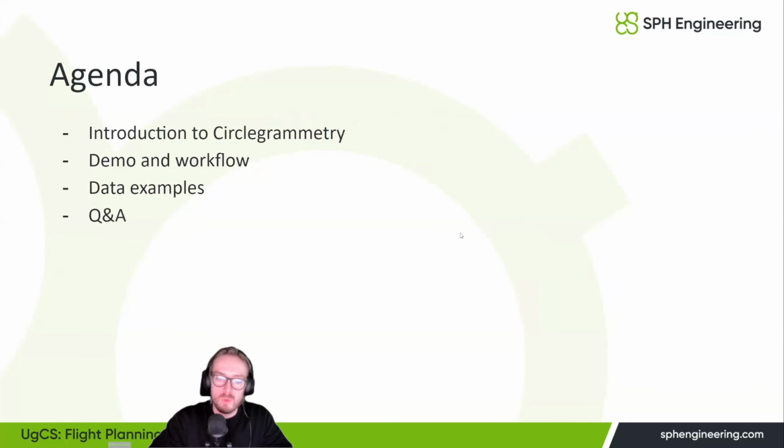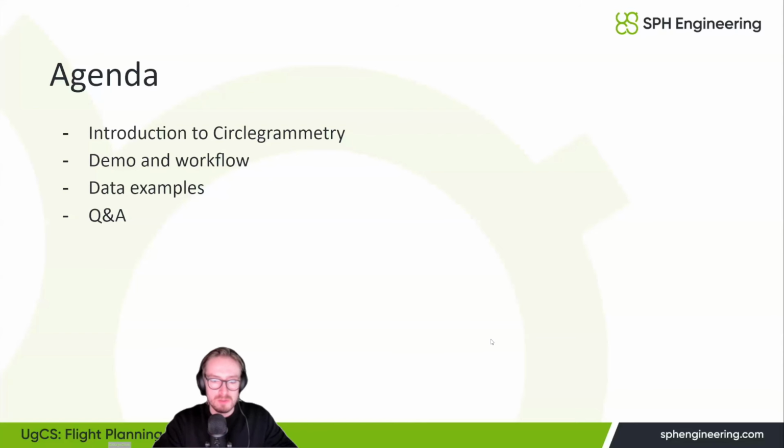In general, today I want to talk with you about the new feature which we added recently in UgCS flight planning software, in UgCS 5.5, where we added the Circlegrammetry tool. I'll explain a bit about the background on this tool, sort of how we came to put it there. I'll show you the demo of how it exactly works within UgCS, show you a bit of data examples as well, and then I think we're going to go into the Q&A session. So, all right, then I think let's proceed.